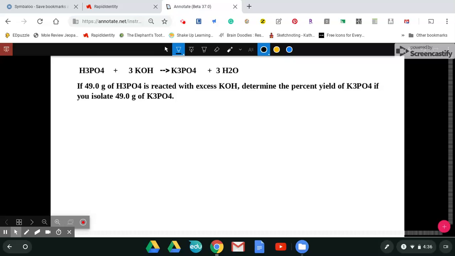Okay, so what we're going to be talking about today is percent yield. We're still going to be solving stoichiometry problems, but this time we're going to be comparing the actual amount produced with what we calculate. Stoichiometry is a calculated value, what we call the theoretical yield. To calculate percent yield, it is actual yield divided by the theoretical yield times 100. The actual yield will always be given, and the theoretical yield is what we calculate.